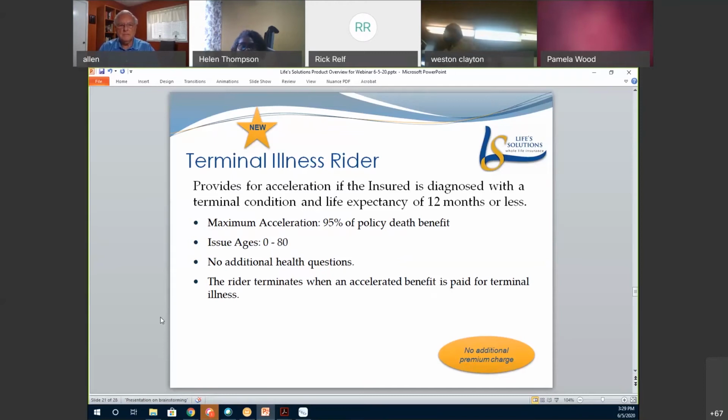They can do whatever they want to do with the money, but it gives them control, and that's what people like about this. You can put it on a policy, issue ages 0 to 80. There are no health questions. There's no additional premium charge. If they accelerate a payment off the policy, then the rider is no longer, it can only be used one time. So next slide, please.